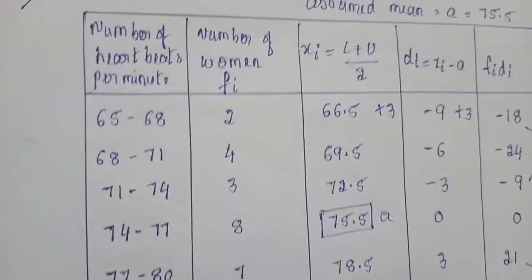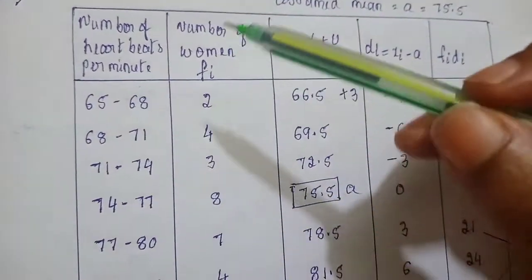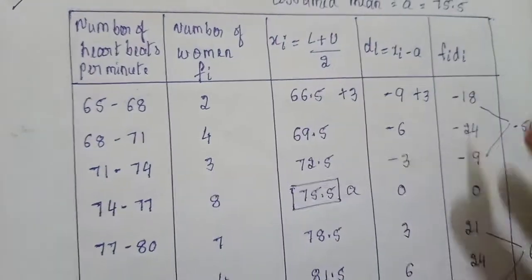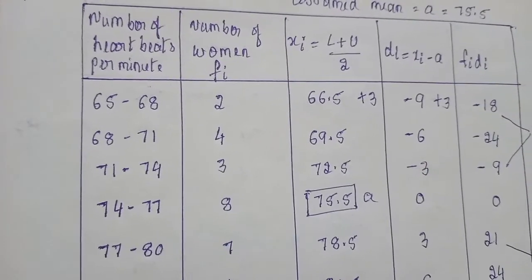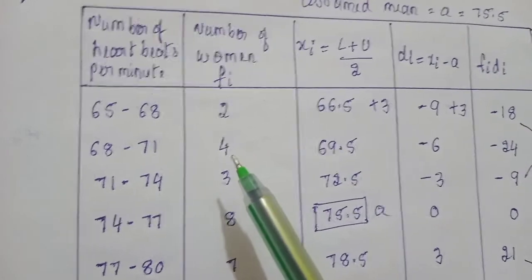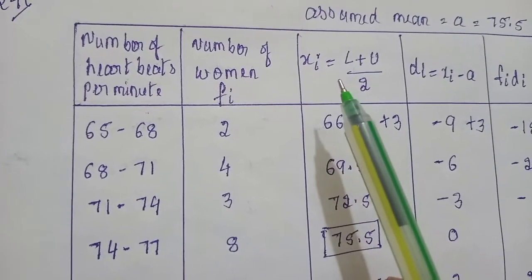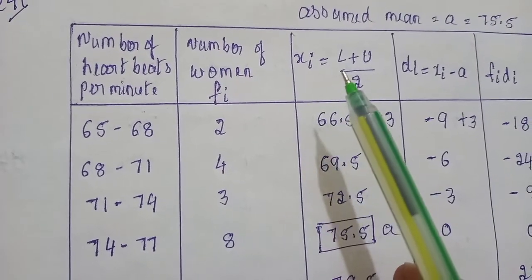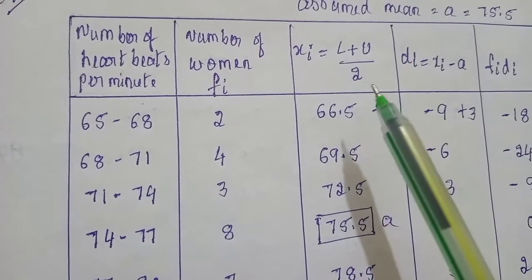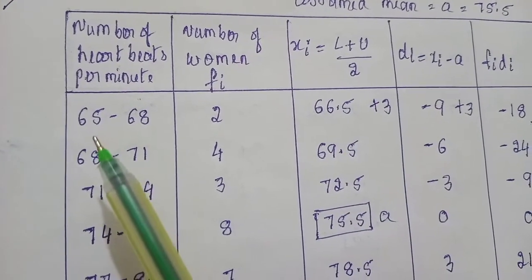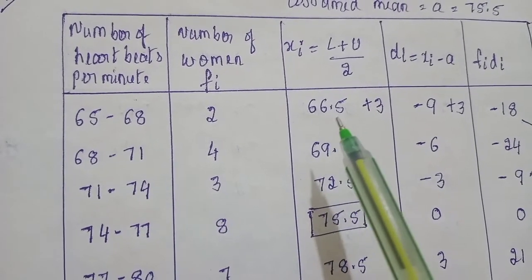So you can see the same question I have written in a column way. These 2 columns are the given question. Now let us complete the question with a suitable method. First, in any method, what do you need? Class mark. So what is class mark? Xi equals L plus U by 2, that is lower limit plus upper limit divided by 2. 65 plus 68, add it and divide by 2, we get 66.5.